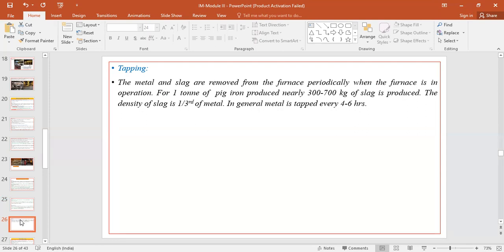For 1 ton of hot metal produced, it depends on the kind of practice we are adopting, the slag may range from 500 to 700 kg. We generally tap this hot metal every 4 to 6 hours. Again, this duration purely depends upon the kind of process you are adopting, and it will vary from plant to plant.